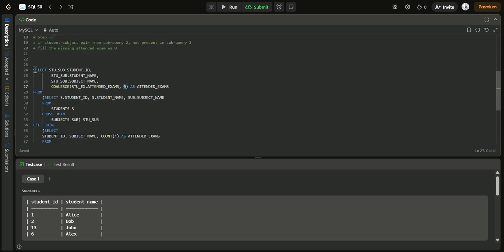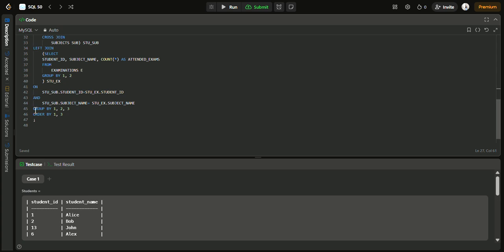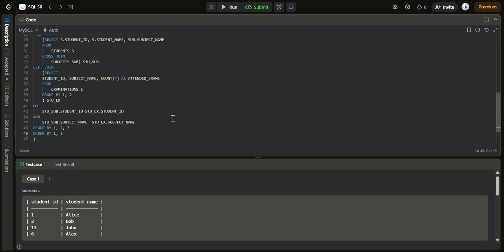So we are selecting all the columns that are asked in the problem statement, and at the end we also have to group by student ID, student name, and subject name, and ordered by student ID and subject name because those are the two columns which are mentioned in the problem statement. That's all about the solution.